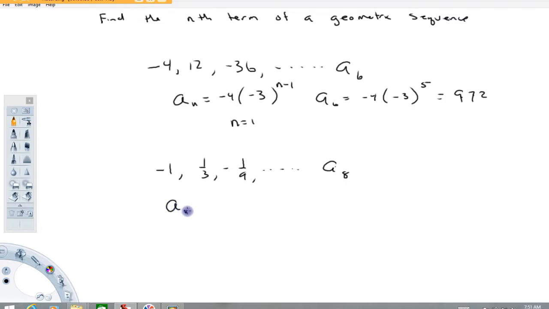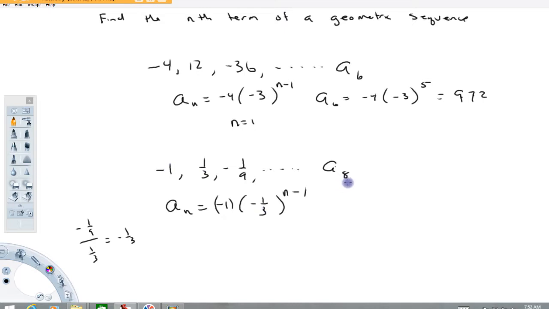We're going to say that a sub n is equal to our first value, negative 1, times some sort of r value to the n minus 1. The r value we can get by taking any one of these. This time I'll take this guy, divide it by this guy. If you take negative 1/9 and divide that by 1/3, you get negative 1/3. And you'll notice if you take 1/3 and divide by negative 1, you get negative 1/3.